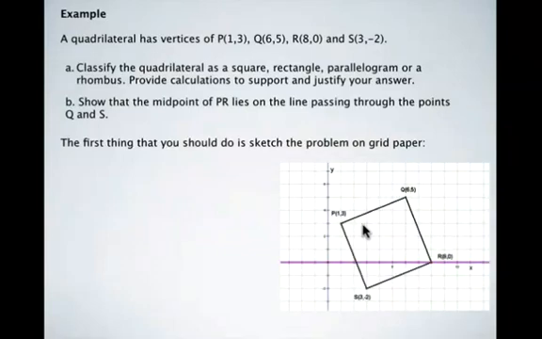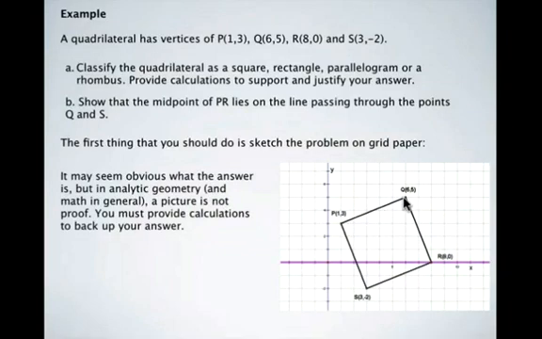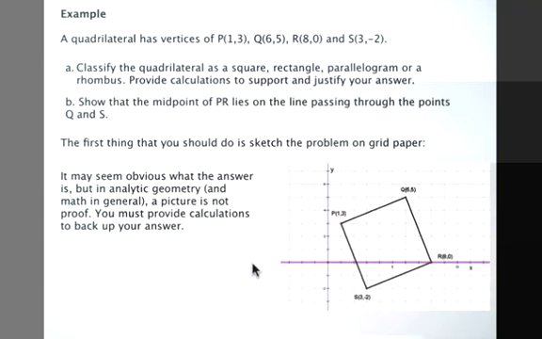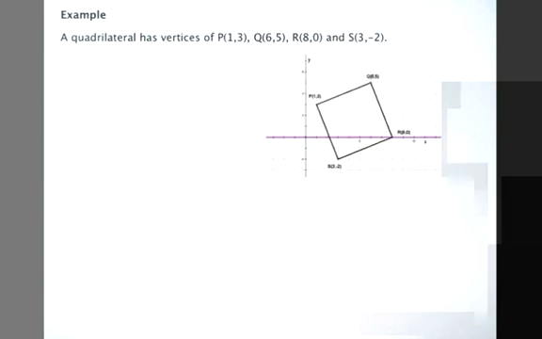So after sketching this problem, it may seem obvious that the shape is a square. However, when we're doing analytic geometry, as well as in math in general, a picture is not proof. You need to do the math and perform calculations in order to prove what type of quadrilateral this shape is. So first let's look at the lengths of the sides.